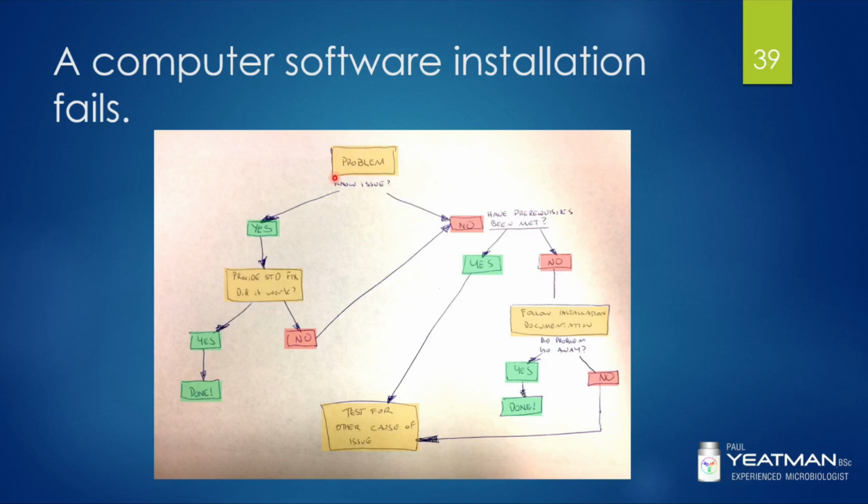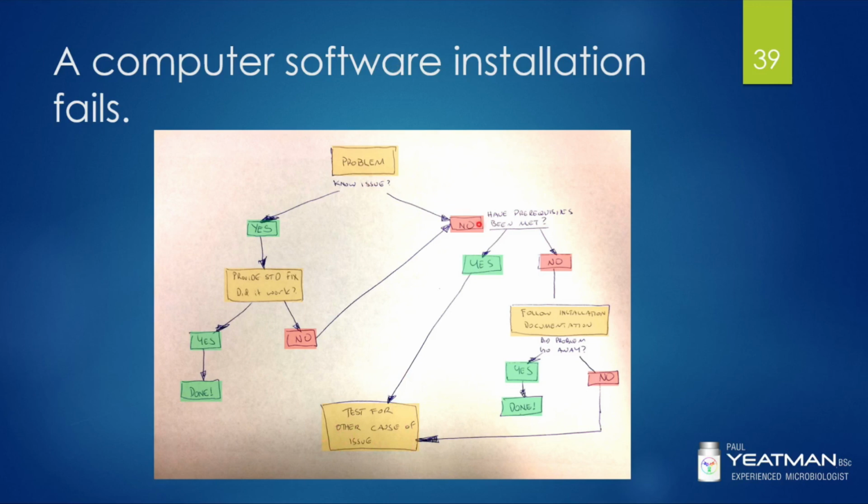So the problem is, it's a known issue. Okay, yes it is. Provide standard fix. Did it work? Yes. Hey, we're done. Problem, known issue. Yes. Okay. Provide the standard fix. Did it work? No. Okay. Have prerequisites been met? Yes. Okay. Test for other causes of the case. Other causes of the issue, because now it's a situation 3, as in we don't know what's going on.